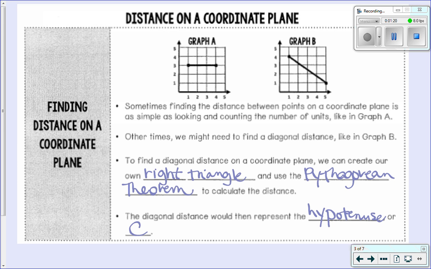So in graph B, to create a right triangle, there you go. You can also draw it that way. There we go. And then you have 2 straight lines, right? And so that will be easier to count your distance. So let's look at our first example.